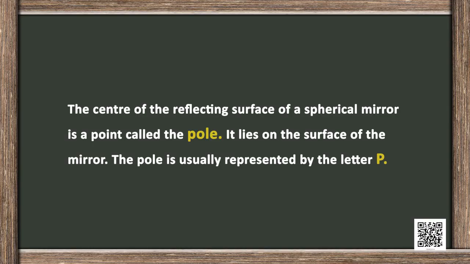The center of the reflecting surface of a spherical mirror is a point called the pole. It lies on the surface of the mirror. The pole is usually represented by letter P.